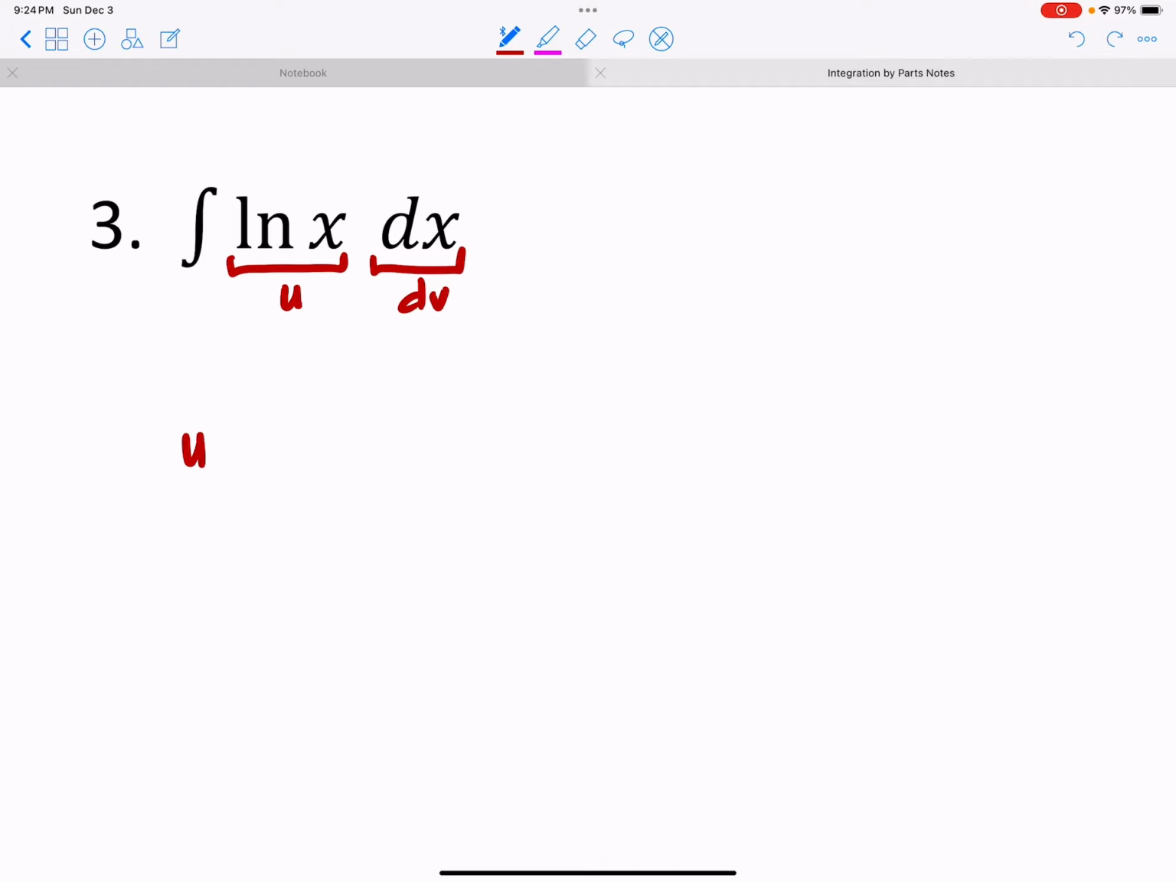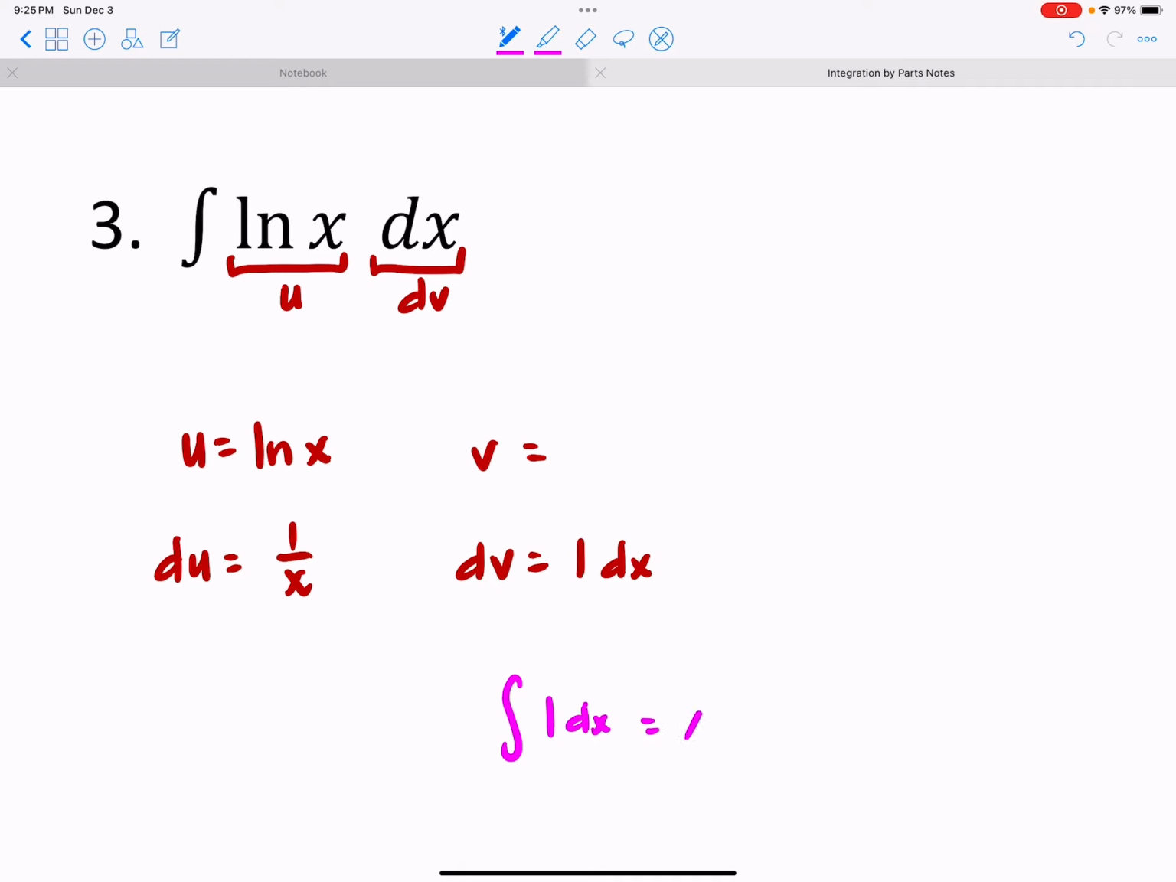Let's do it. Let's call u the natural log of x, then the derivative of u would just be 1 over x, right? And then we let dv be 1 dx. Right, just the dx, or there's technically an invisible 1 there, but I think seeing the 1 is helpful, because when I go to integrate that, the integral of 1 dx is just going to be 1x plus c technically, but we just need the x. And so there it is.